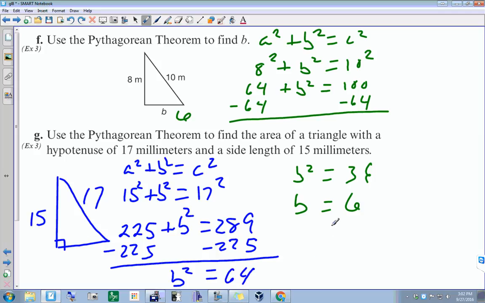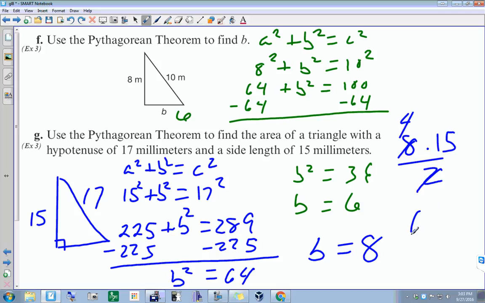So, if b squared is equal to 64, b is going to be equal to what? 8. And there you go. All right. Yeah, because we're supposed to find the what? Area. So that means it's going to be 8 times 15 divided by 2. That cancels out. I get 4, and I end up with 60 millimeters squared.